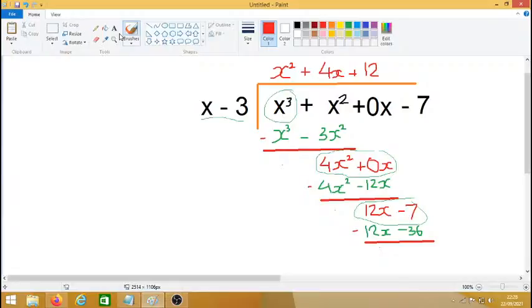I'm going to rub them out because too many minuses, you might get confused what's minusing what, but it's the whole thing being minused. So the minus 7, take away the minus 36, is minus 7 plus 36, which is 29. At this point, you normally take down the next bit, but there is no next bit, so we can just stop there. So if I need to do x cubed plus x squared plus 0x minus 7 divided by x minus 3, I'm going to get x squared plus 4x plus 12 plus a remainder of 29. Now, how do you show a remainder?